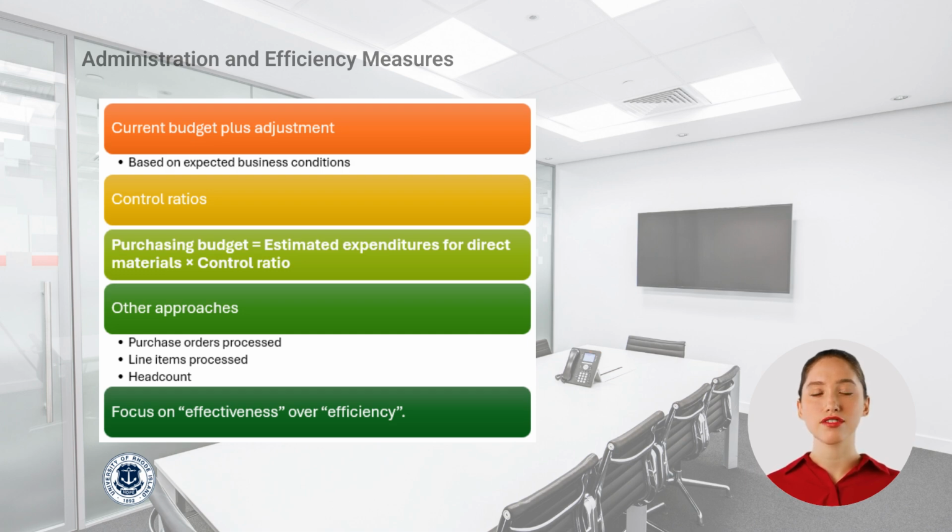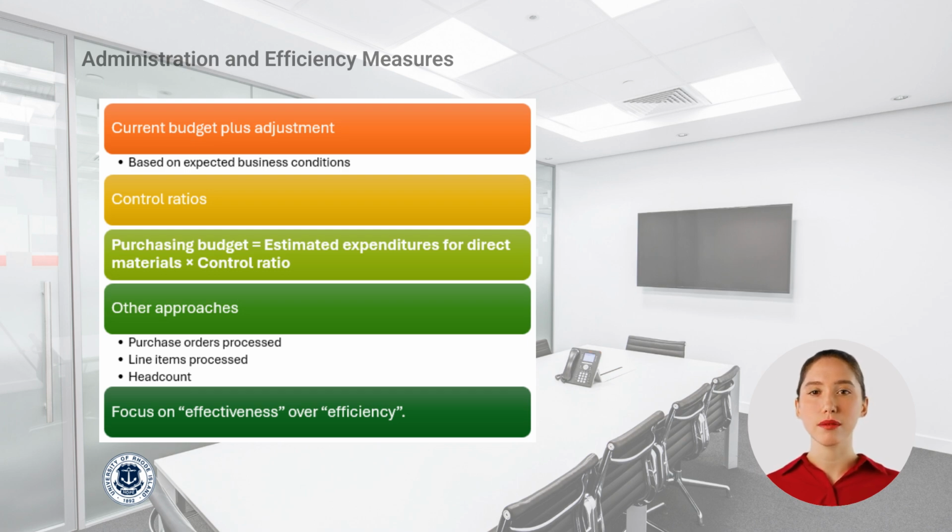Another approach involves the use of control ratios. Control ratios provide a way to link purchasing activity to the scale of operations within the organization. For example, firms may calculate a purchasing budget by multiplying estimated expenditures for direct materials by a control ratio. This helps organizations maintain consistency between purchasing costs and overall production activity.